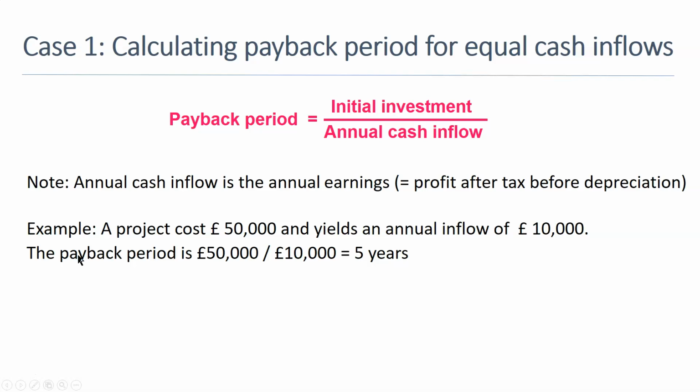A very simple example: a project which requires £50,000 investment and will yield an annual inflow of £10,000. It implies that the payback period is 5 years. After 5 years, your cash inflows will have recovered your original investment.